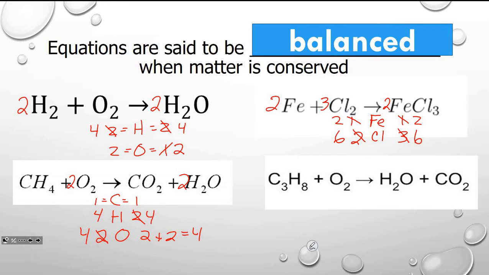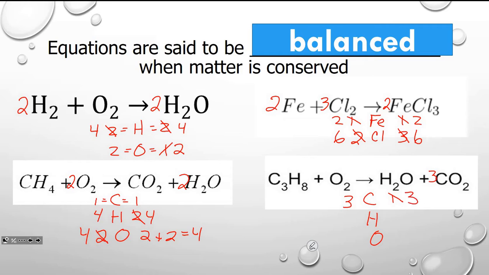This is going to be a CHO. Actually, this isn't really fair. I should do this one with you. So, on this one, we've got 3 carbons on the left. We've got 1 carbon on the right. So we're going to put a 3 here.